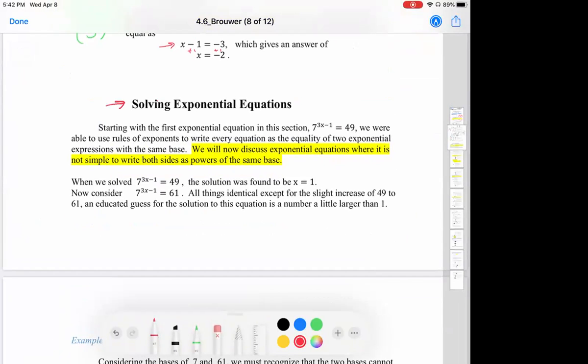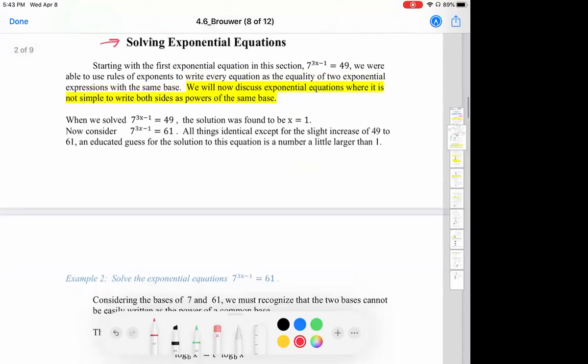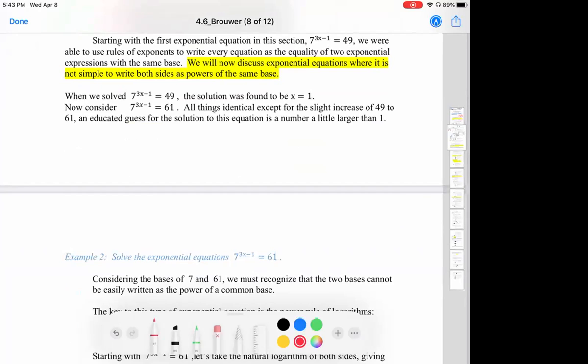Solving exponential equations. Starting with the first exponential equation in this section, we worked with 7 raised to the 3x minus 1 power is equal to 49. We were able to use rules of exponents to write every equation as an equality of two exponential expressions with the same base. We will now discuss exponential equations where it is not simple to write both sides as powers of the same base. When we solved our first example, the solution was found to be 1.